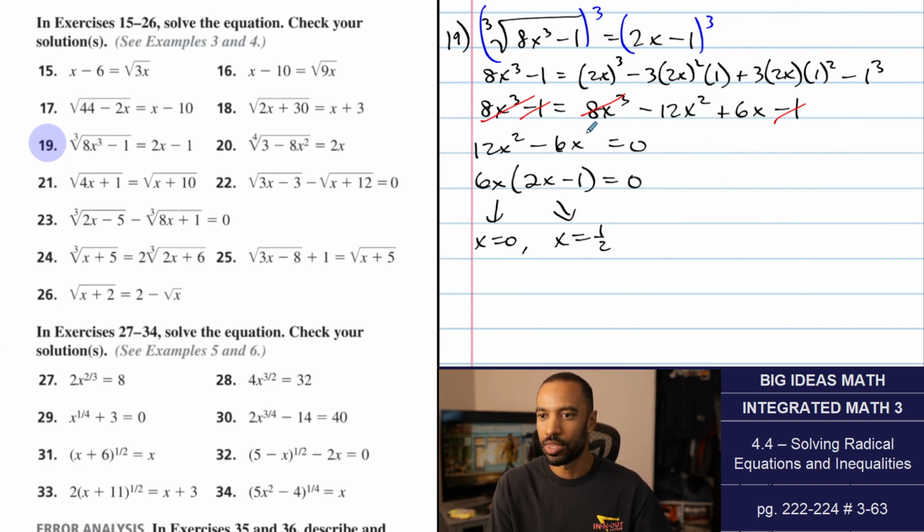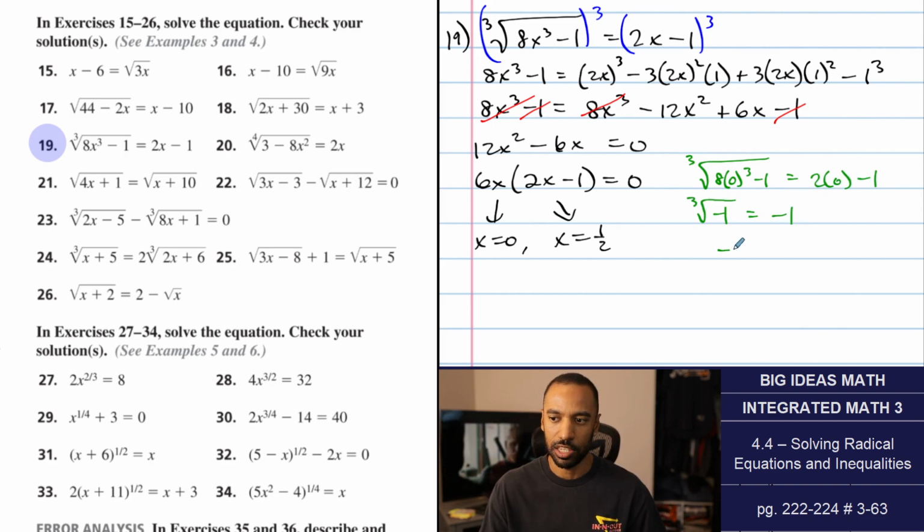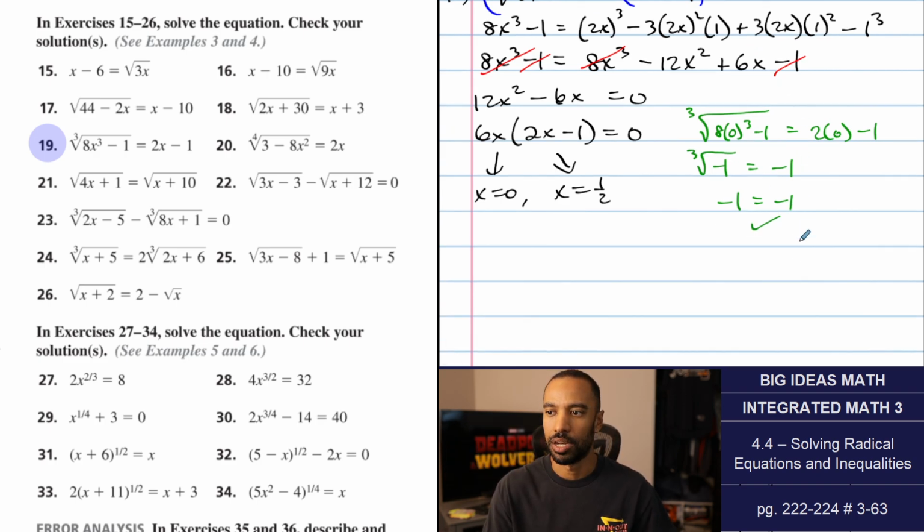Now we're going to substitute them into here. I'll definitely work these ones out. Well, 0: the cube root of 8 times 0 cubed minus 1 equals 2 times 0 minus 1. Now, that's all negative 1. Cube root of negative 1 equals 2 times 0 minus 1 is negative 1. You might say, uh-oh, but remember, you can take the cube root of a negative and you get a negative. So negative 1 equals negative 1 is all good.